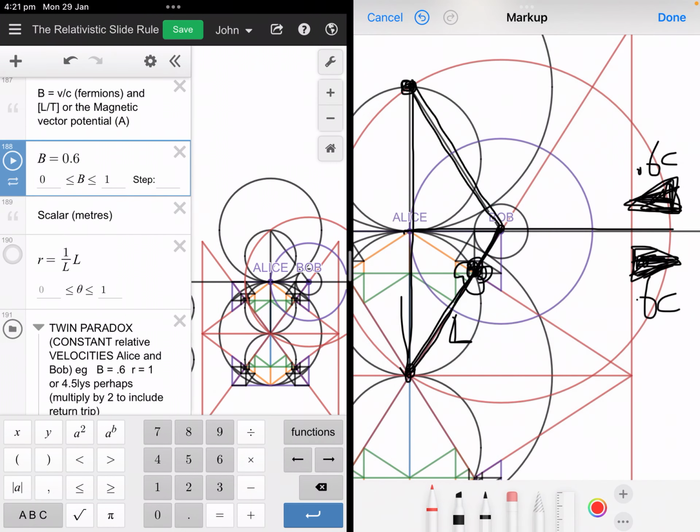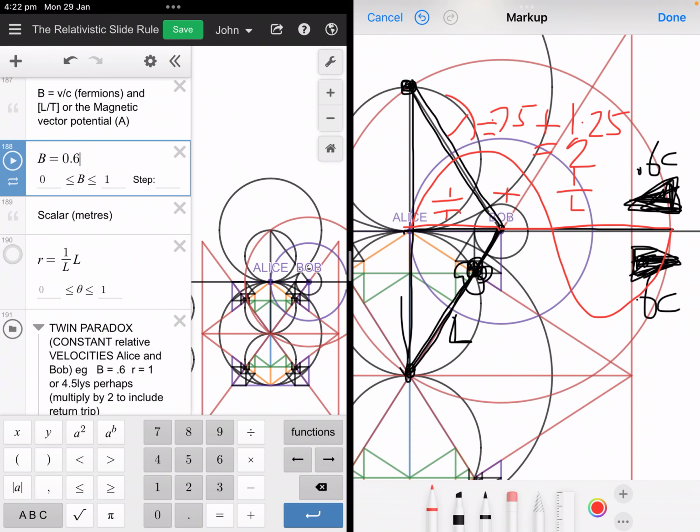Well, first of all, as he's flying away, they're going to be redshifted, and the redshift will be this distance, which is 1 over t, plus this distance, which is 1 over l. So if you add those two together, then you're adding 0.75 plus 1.25, so it's going to be a redshift of 2. So the redshifted wavelength is going to be 2.